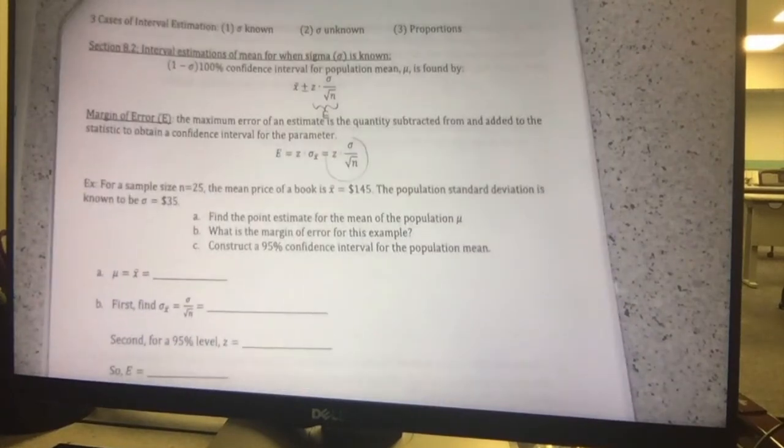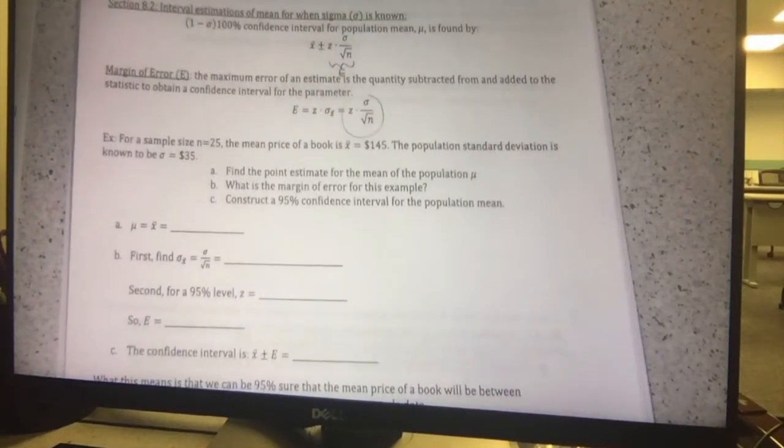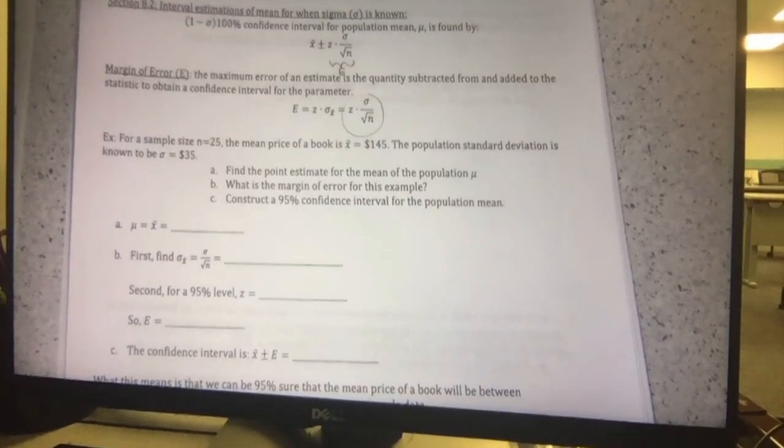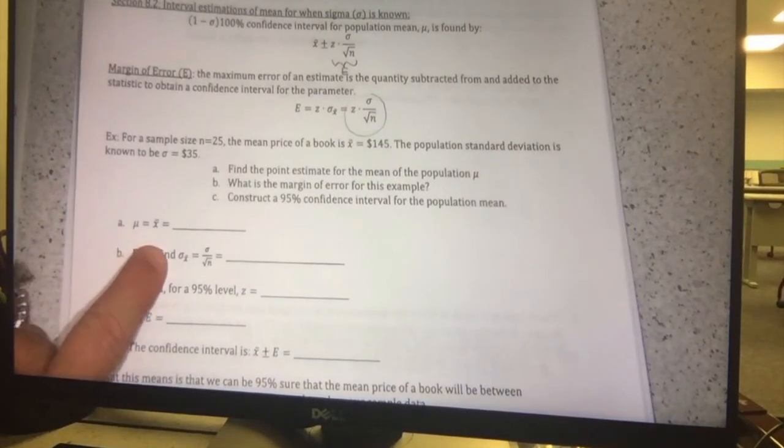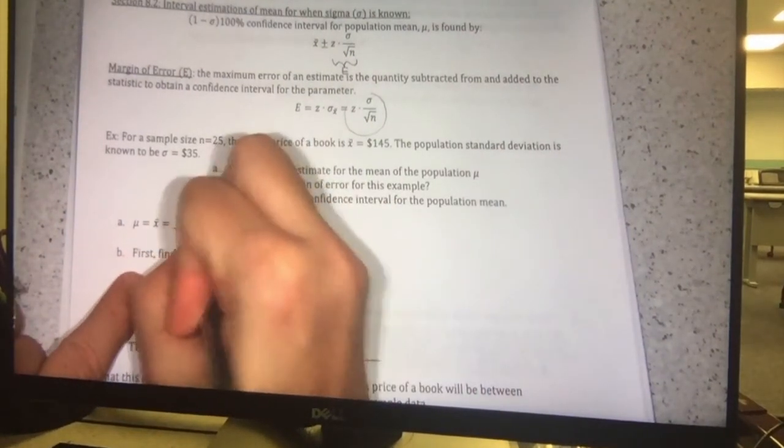So let's finally get to an example. It says a sample size of n equals 25. The mean price of a book is x bar equals 145. The population standard deviation is known to be $35. Part A says find the point estimate for the mean of the population mu. Well, we know mu is estimated by our x bar, which is 145.